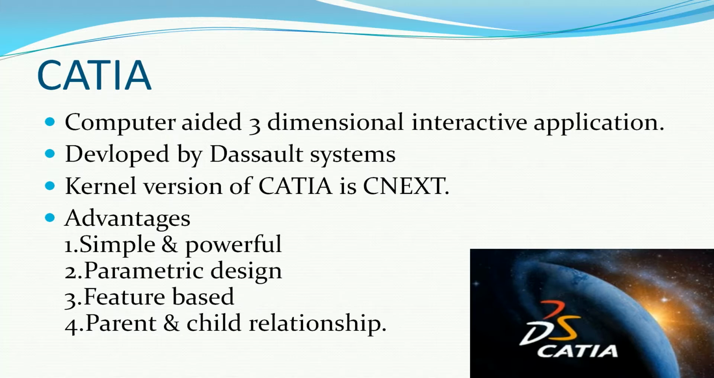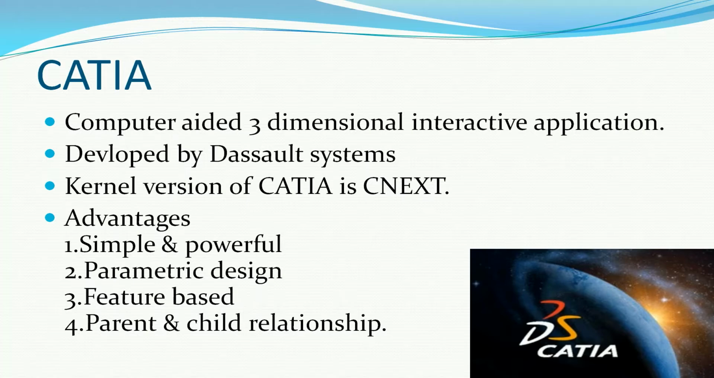So next is, what are the advantages? There are some advantages of CATIA over other software. First is simple and powerful, means it is user friendly, there is no confusion for the user, so it is simple in nature. Next is parametric design, means whenever we want to change the parameters, we can easily change them at any level. For example, when we change the parameters in the part design, it will be reflected in the assembly design also.